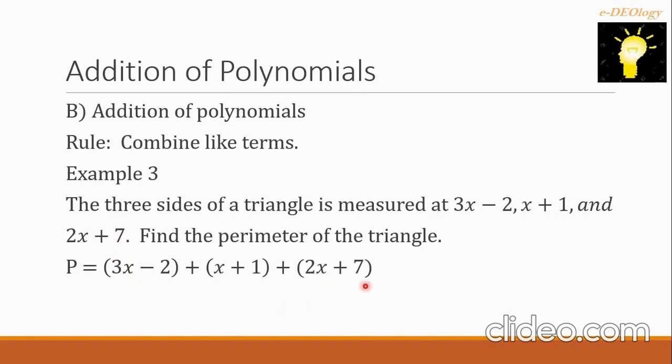And then we simply collect the like terms, the 3x, the x, and the 2x, we combine them together, we'll get the 6x, and the constants negative 2, the positive 1, the positive 7. We will get a positive 6, so 6x plus 6. This is our final answer. This is the perimeter of the triangle.